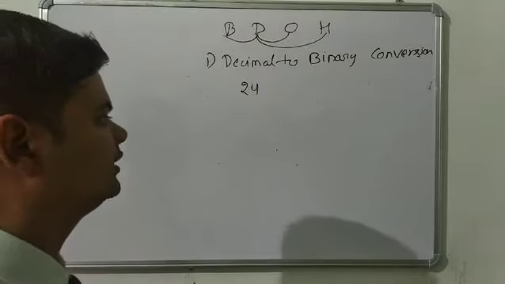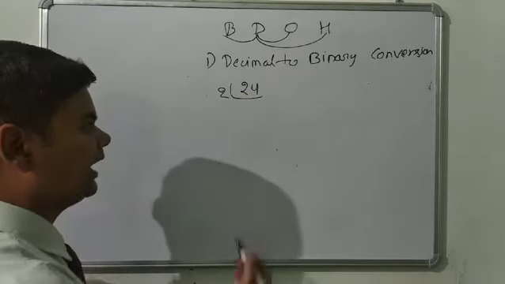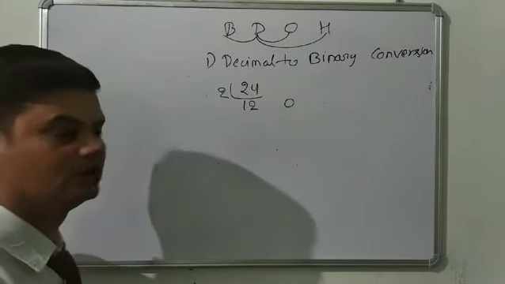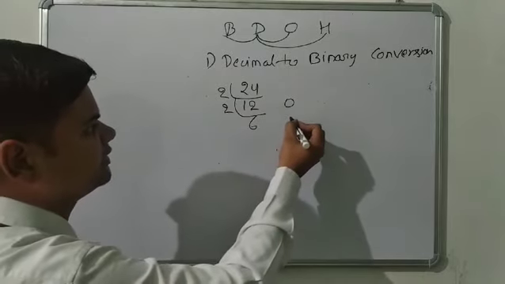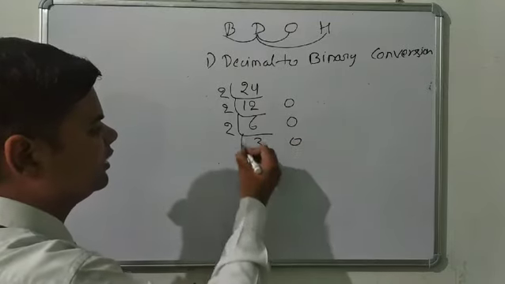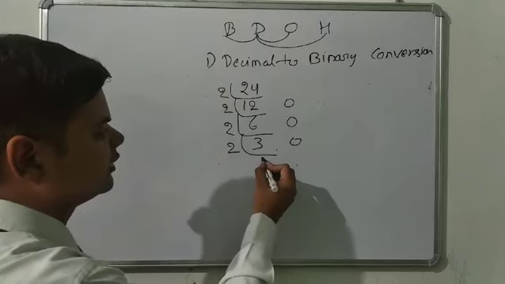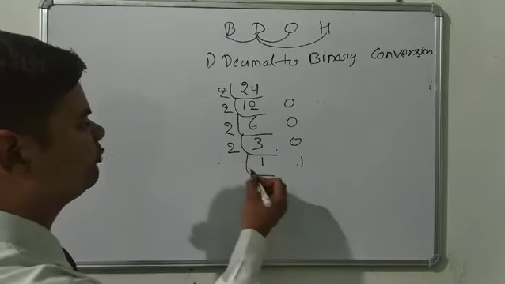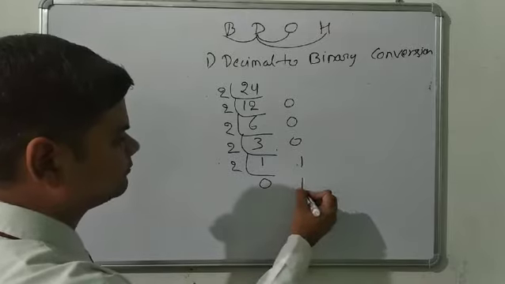What is the division method? Simply, we divide 24 by 2. The quotient is 12 and the remainder is 0. Now again we divide 12 by 2, quotient 6 and remainder 0. Again divide by 2, that is 3, remainder 0. Again divide by 2, the quotient is 1 and the remainder is 1. Again we divide 1 by 2, the quotient is 0 and the remainder is 1.